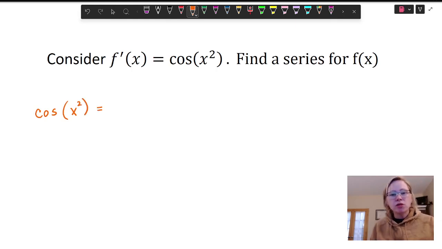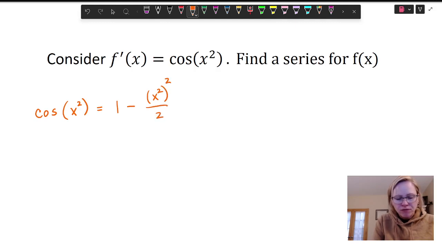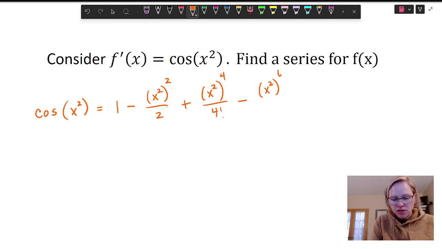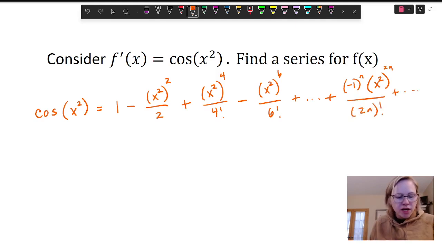So I'm going to use my Maclaurin series for cosine of x, because this is a composition situation. And so I'm going to start out 1 minus, and then I'm going to say x squared over 2 plus x squared to the 4th over 4 factorial minus x squared to the 6th over 6 factorial, dot, dot, dot. And I'm going to go all the way to that nth term where I alternate, and then I've got x squared to the 2n all over 2n factorial. So there's my cosine series.